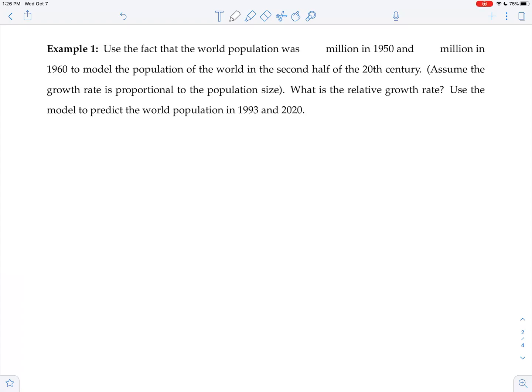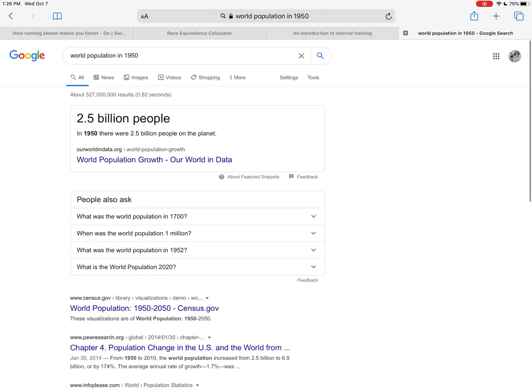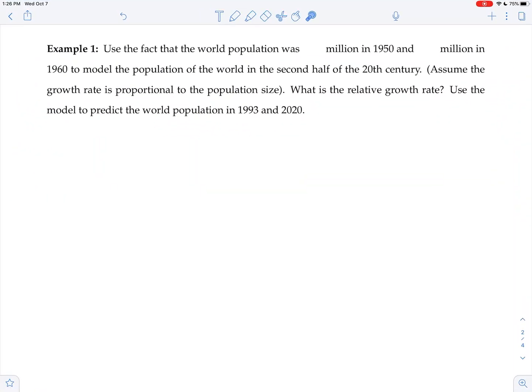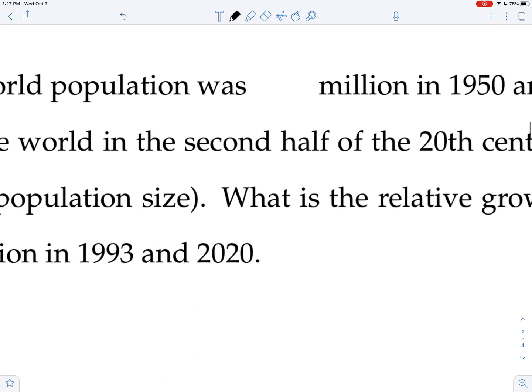All right, so I want to work out a problem with you, and we haven't even quite been given all the information. So it says use the fact that the world population was blank million in 1950 and blank million in 1960. So let's actually go Google those and get our numbers. So it says world population in 1950 looks like roughly 2.5 billion. Let's go back to our notes and we can translate that.